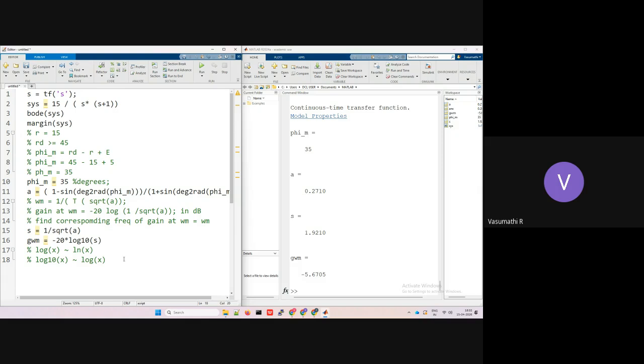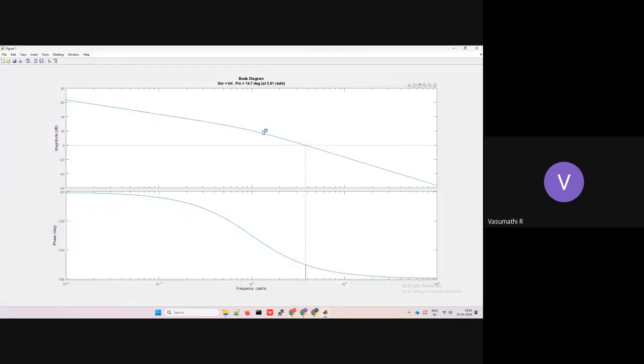Right. Now we found the gain at omega m here. That is around -5.6. Okay, now the next step is to find the frequency at the gain at omega m. That is equal to omega m. So where is that gain? Gain -5.6 comes somewhere here, right?